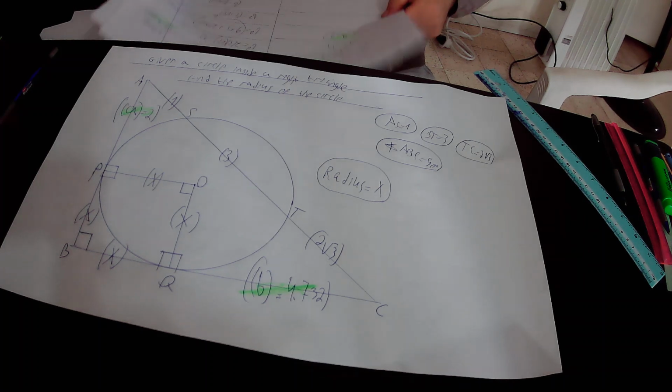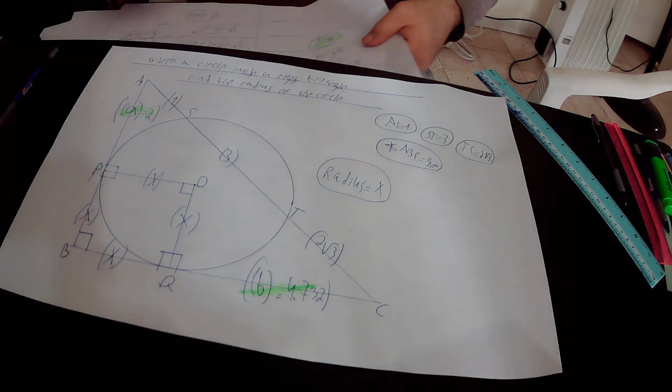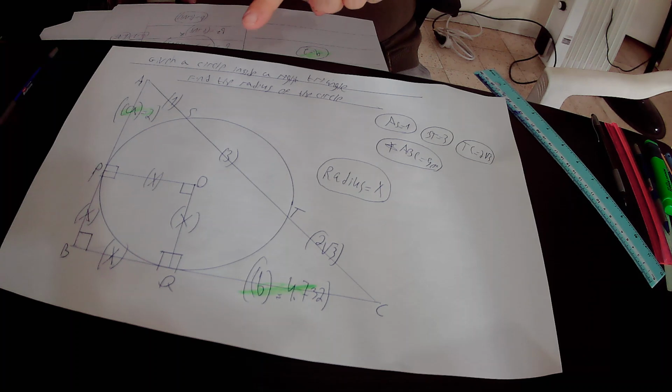So first of all, we defined the center of this circle, this point is O, and we define the radius of this circle, that is the radius that we are looking for, as x. So our mission is to find out the value of x, that is the radius of the circle.